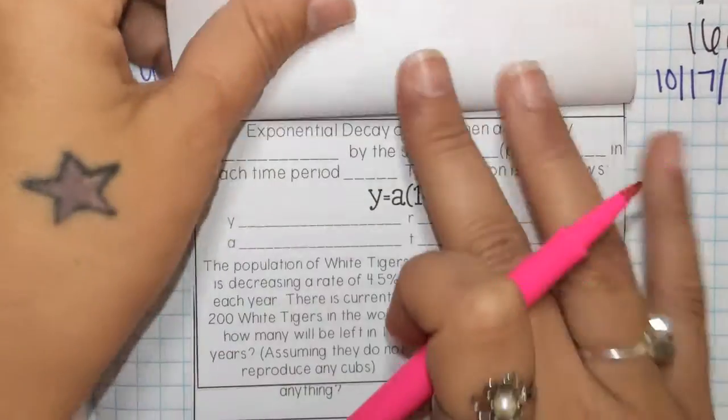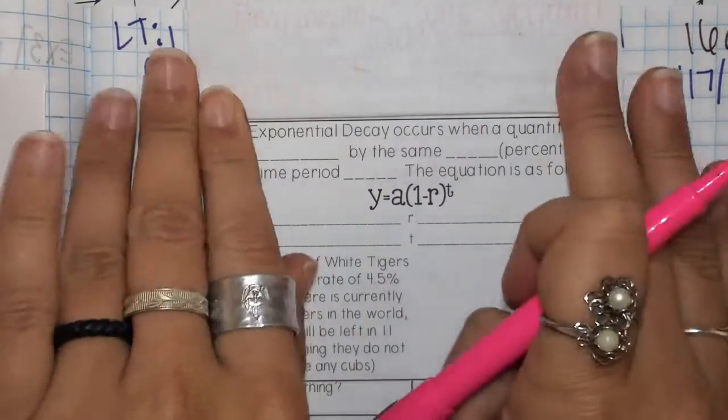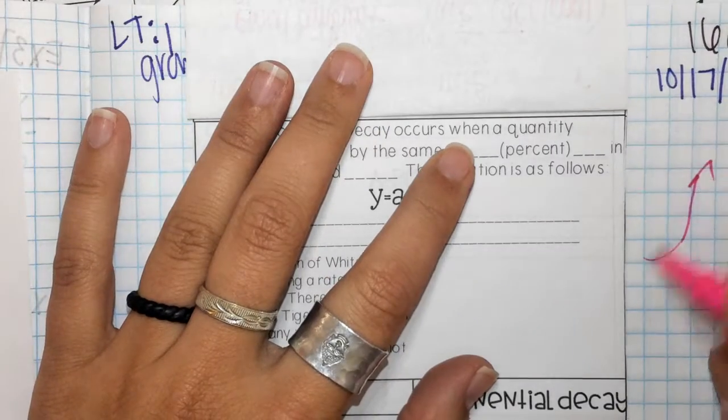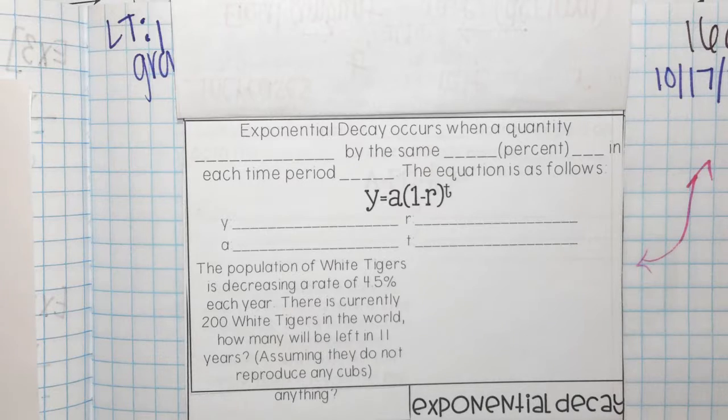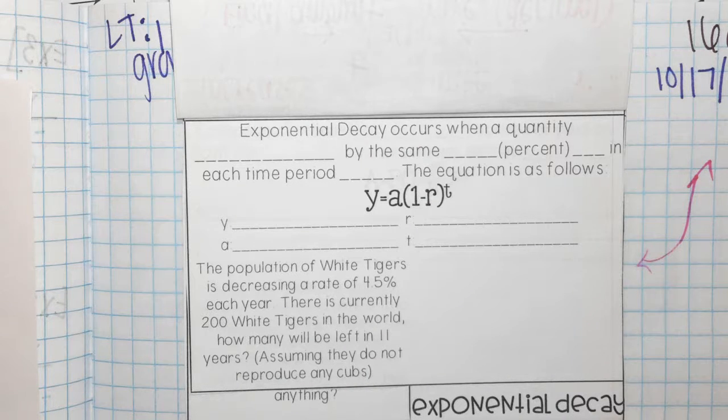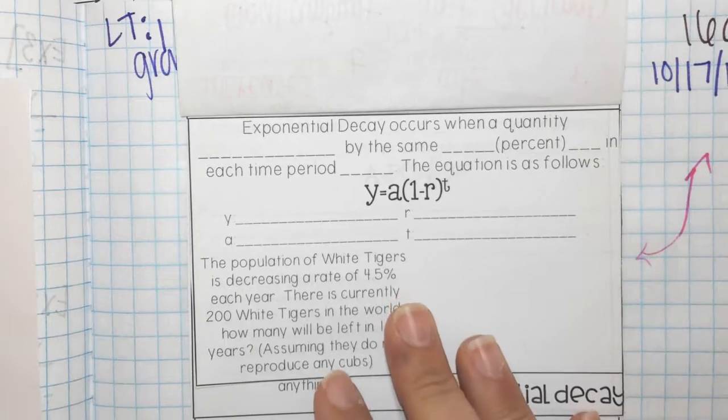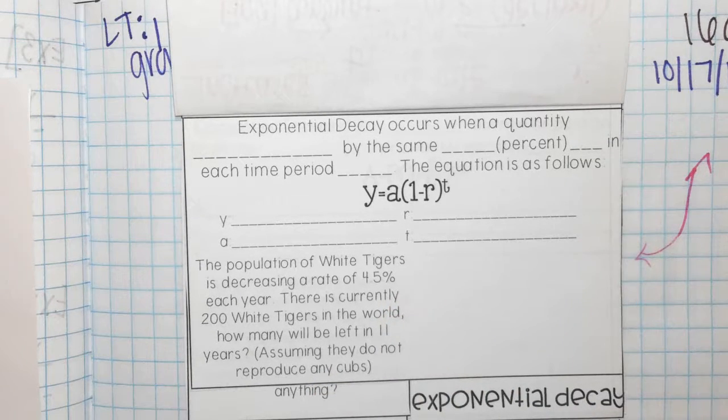Alright, so let's open to decay. So growth is when the exponential graph goes up. What do you think the graph of the decay is going to look like? It's going to go down. Are you guys ready? Alright, so again, we're going to take notes like we did yesterday. We're going to work a sample problem out, and then we're going to do those other problems together.